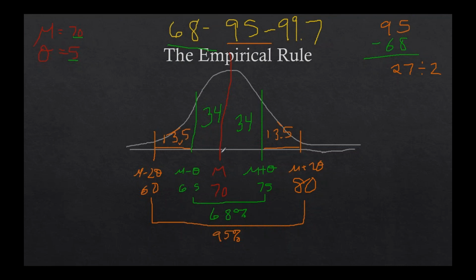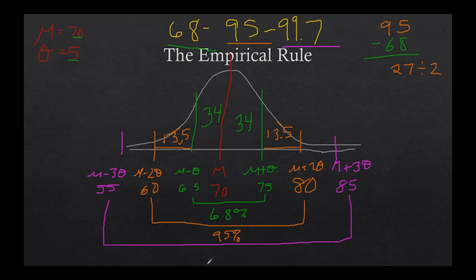All right, so this is how we're getting these numbers, basically. Okay, so 95% is 2 standard deviations away. And then we go to 99.7, it's the third number. So we are now 3 standard deviations away. So mean plus 3 sigma on the right would give me 85. Mean minus 3 sigma on this side would give me 55. So from pink to pink is 99.7% of our data.